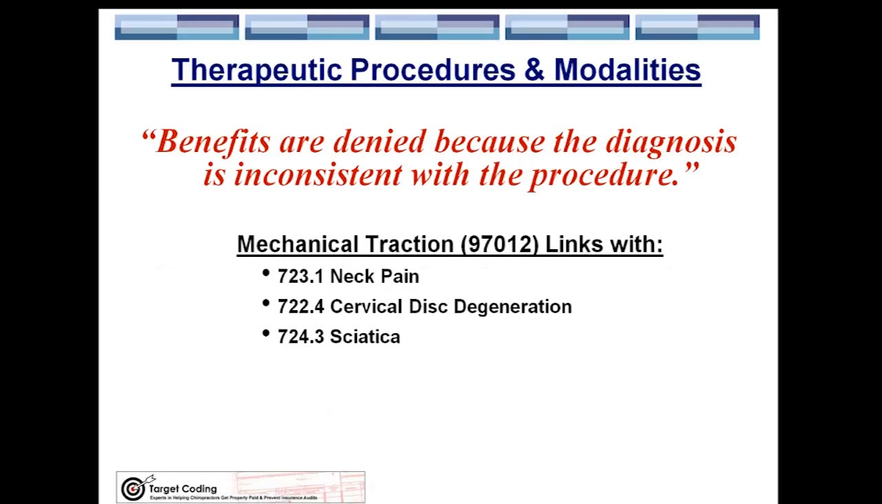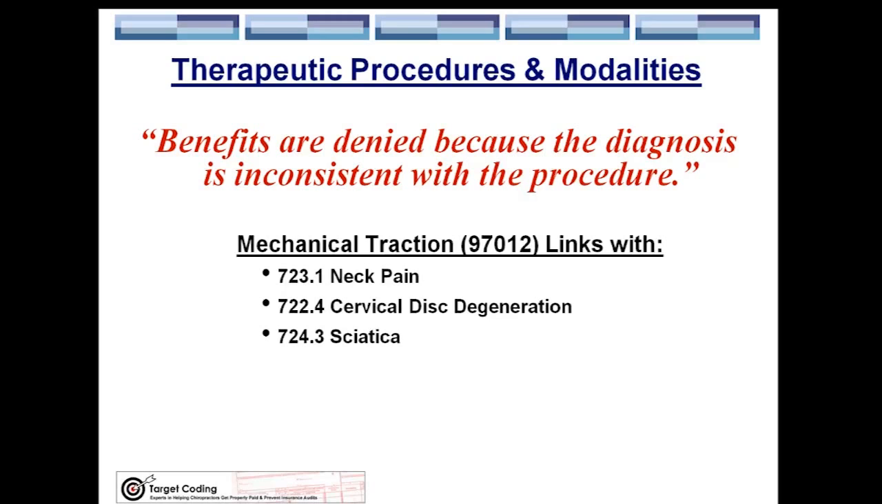Now, you should understand the clinical rationale for every procedure that you bill. The clinical rationale for traction is to separate and stretch the spinal segments. Traction is used to help promote joint hydration. It helps to promote gliding of the joint facets. These are the key words you should have in your documentation. If you want to learn more about that, contact us.